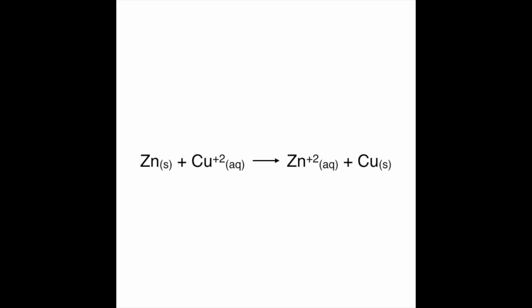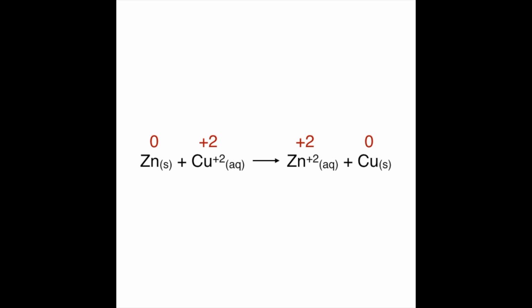Here we have solid zinc reacting with an aqueous copper 2 ion to produce an aqueous zinc ion and solid copper. Let's assign oxidation states to all the species here to see where the electrons have been transferred. Zinc, in its elemental form, has an oxidation state of 0. A copper 2 ion has an oxidation state equal to its charge, so it will be +2. Similarly, the oxidation state for the zinc ion will also be +2 due to its charge. And lastly, the element copper has an oxidation state of 0.